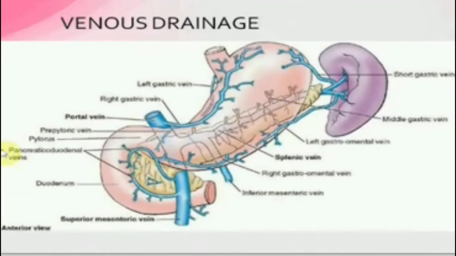Venous drainage. The veins of the stomach parallel the arteries in position and course. The right and left gastric veins drain into the hepatic portal vein. The short gastric veins and left gastroomental veins drain into the splenic vein, which joins the superior mesenteric vein to form the hepatic portal vein. The right gastroomental vein empties into the superior mesenteric vein. A prepyloric vein ascends over the pylorus to the right gastric vein.